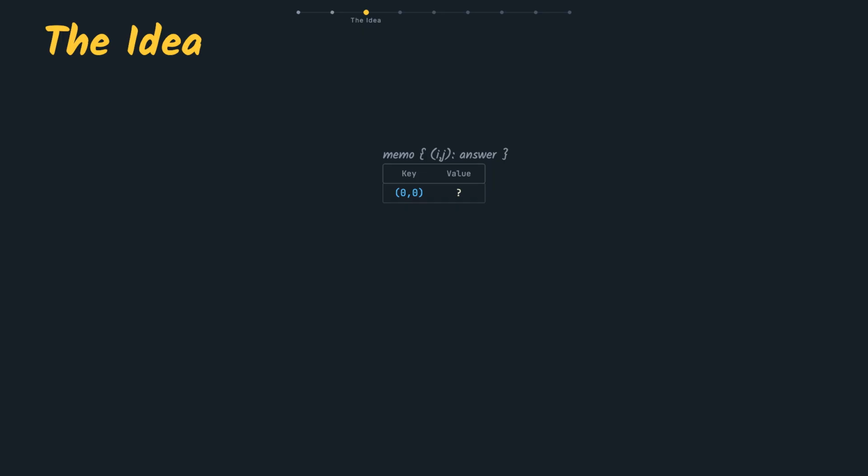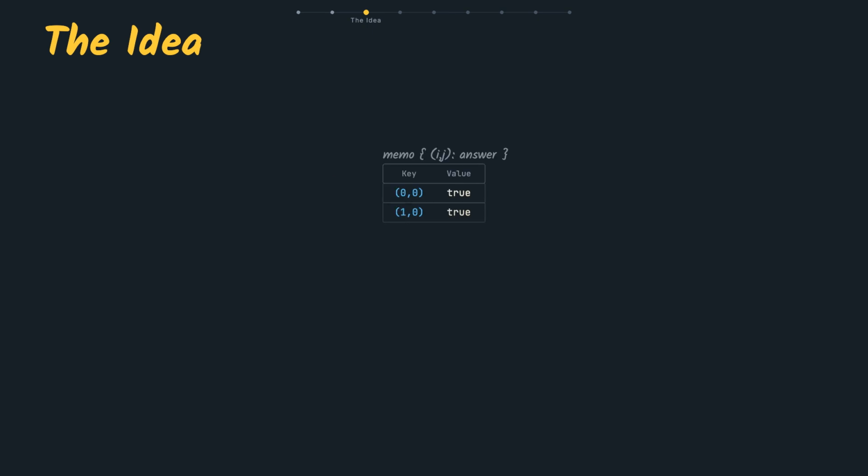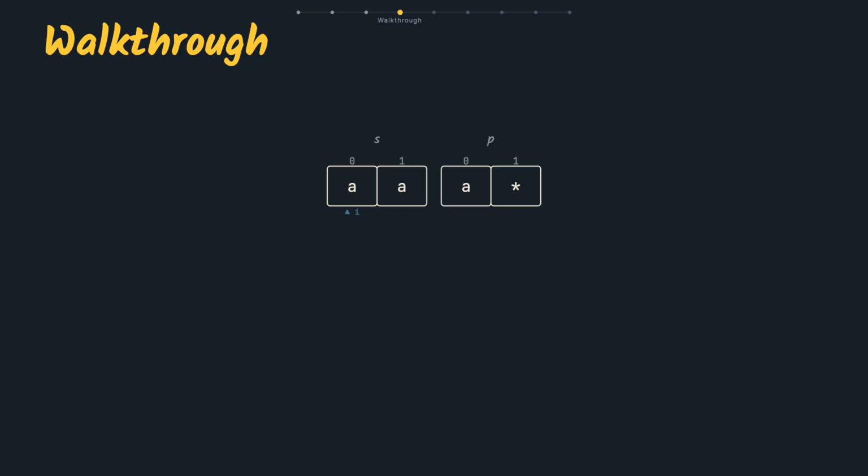Picture lockers with name tags. Hand it a position pair, it hands back the answer, instantly. First time we solve a pair, we write the answer in its locker. Next time that pair shows up, we just read it back. You might be tempted to be greedy, grabbing as many star copies as possible. Watch out, that can fail. Sometimes the answer needs fewer. So we never commit. Try 0, try 1 and stay, and let the notebook guarantee we never solve the same pair twice. Let's actually run it on AA and A star.